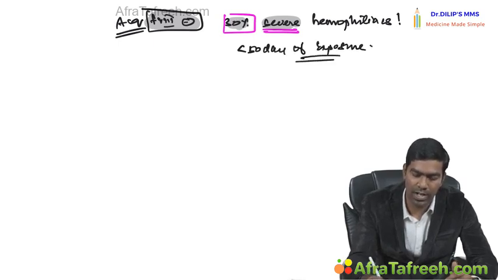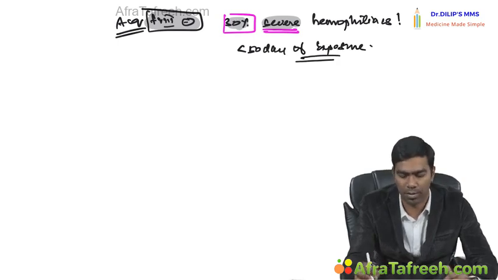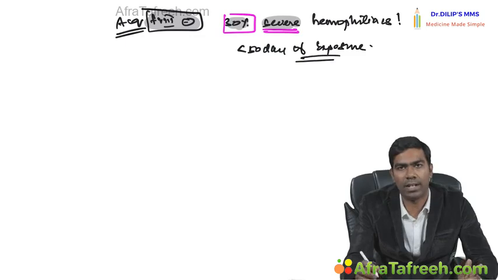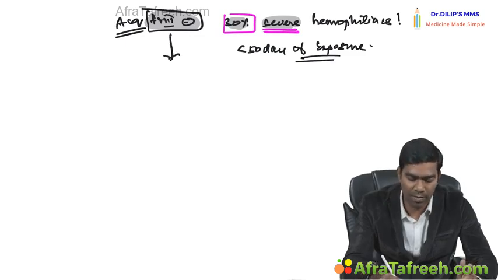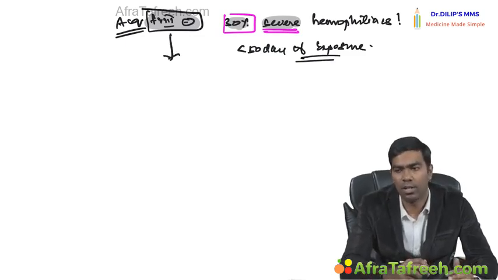Generally within 50 days of exposure, they form these antibodies. The problem with these factor 8 inhibitors is, the moment you develop them, your factor 8 concentrates become completely ineffective.